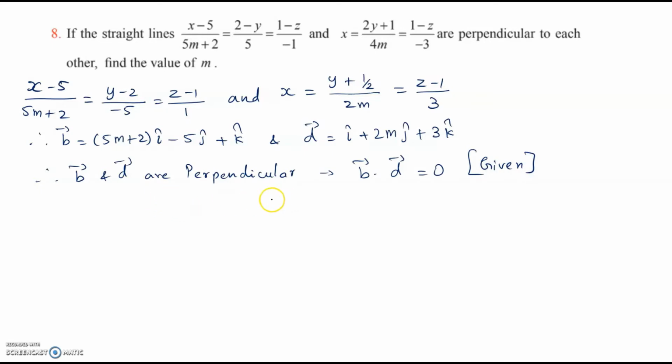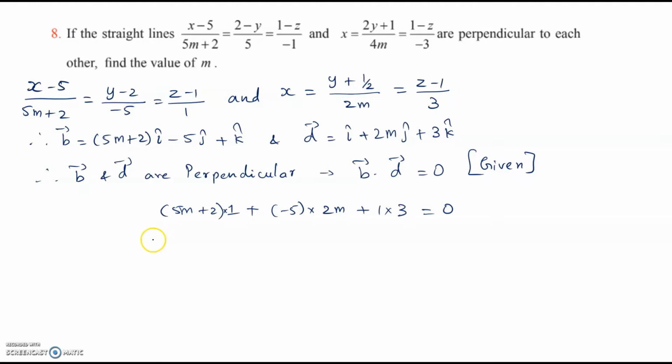So dot product of B and D can be written as 5m plus 2 times 1 plus minus 5 times 2m plus 1 times 3, is equal to 0.